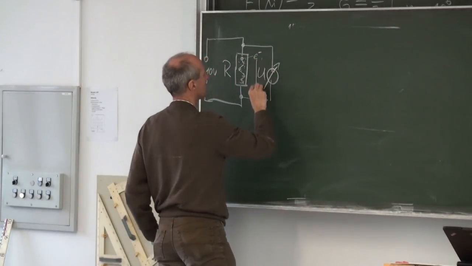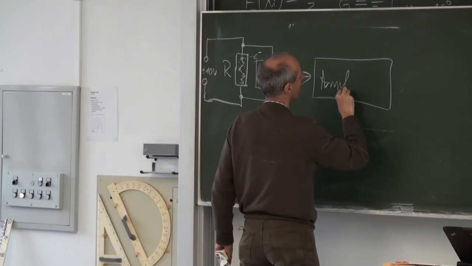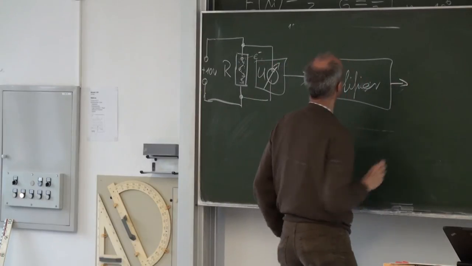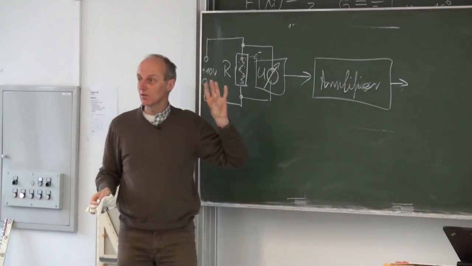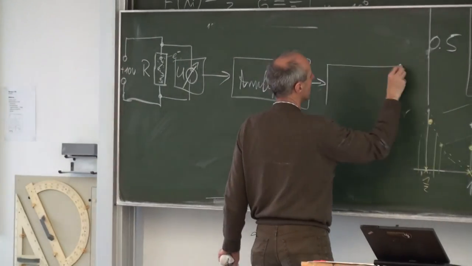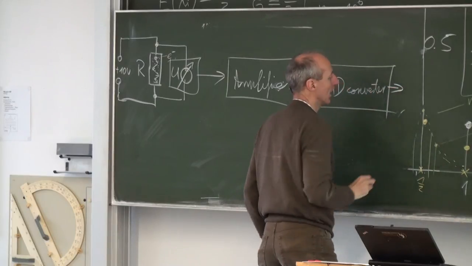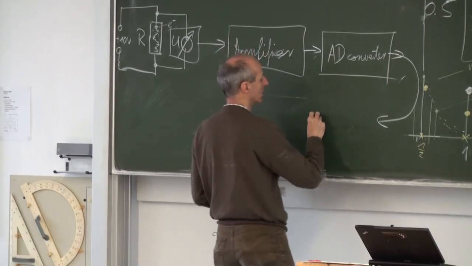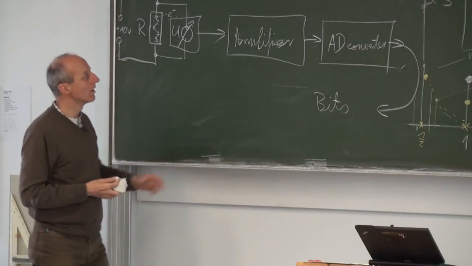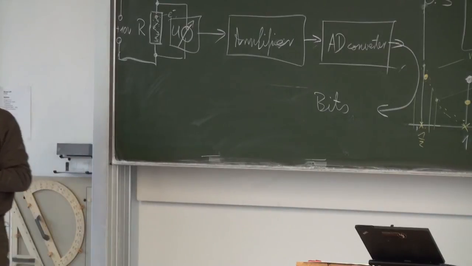Okay, so now what you have to do is take this voltage and input it into an amplifier. And then the output is the amplified noise. The next device is an AD converter. And now what you get here is bits or bytes, whatever. I mean, that's how simple random number generators work.